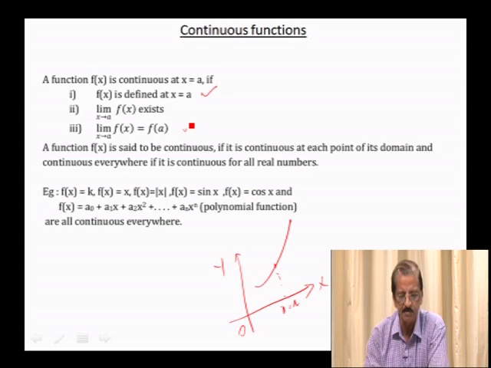So f(x) is said to be continuous if it is continuous at each point of its domain, and continuous everywhere if it is continuous for all real numbers.